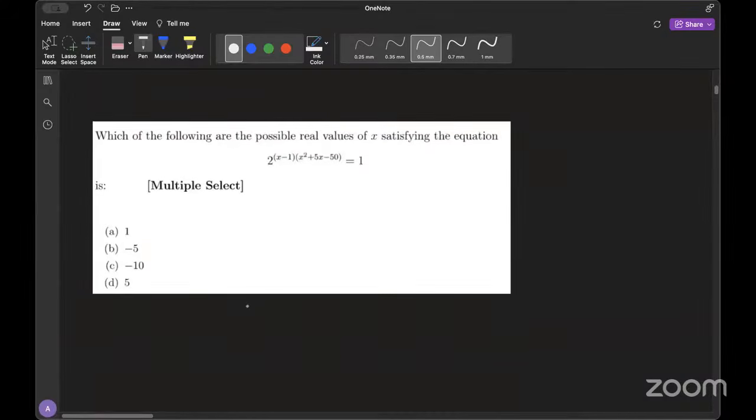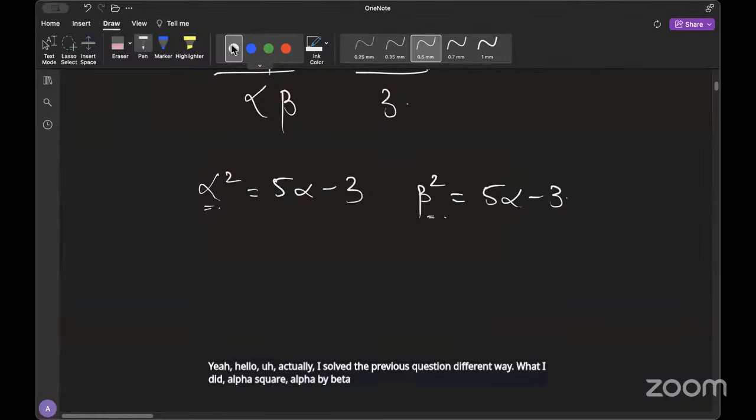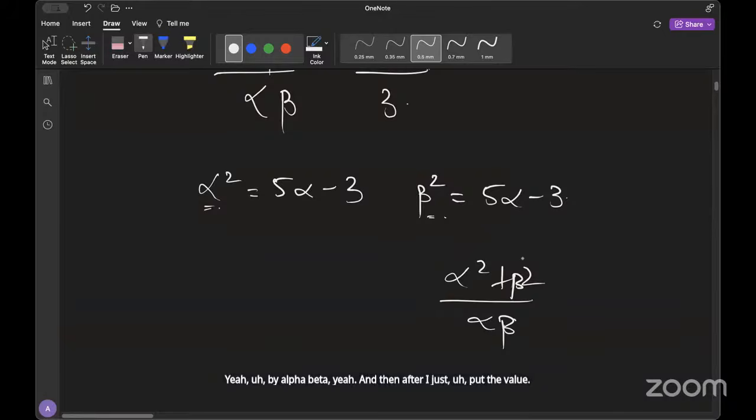Hello. Actually, I solved the previous question a different way. What I did, alpha square... alpha by beta plus beta by alpha, I equated it with alpha square plus beta square by alpha beta, and then just put the value there. The answer is the same, 19 by 3. So you did it the same way, right? Yeah, by alpha beta, and then after I just put the value, 5 alpha minus 3 plus 5 beta minus 3.